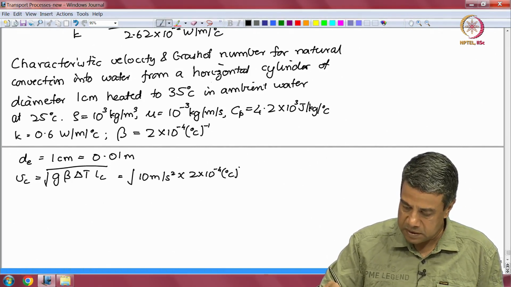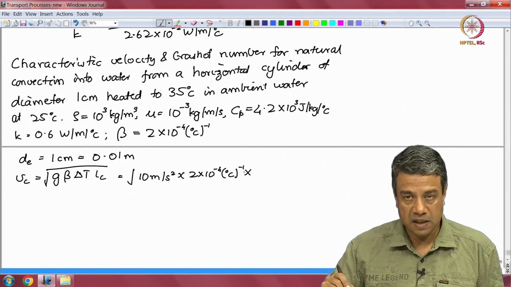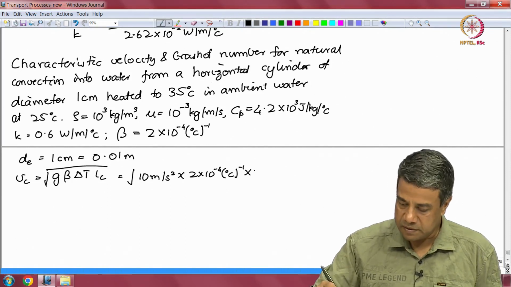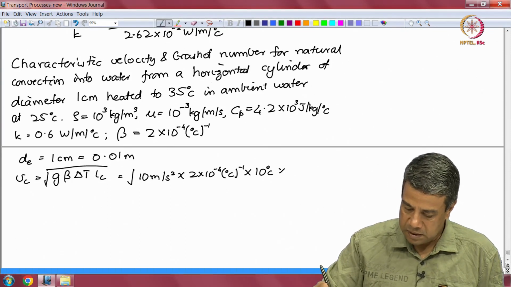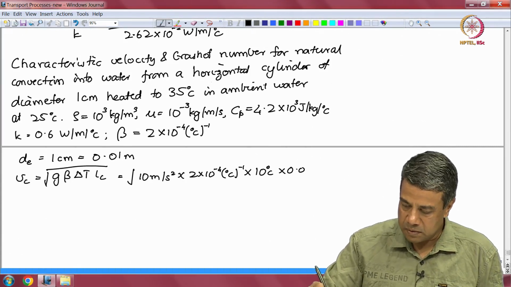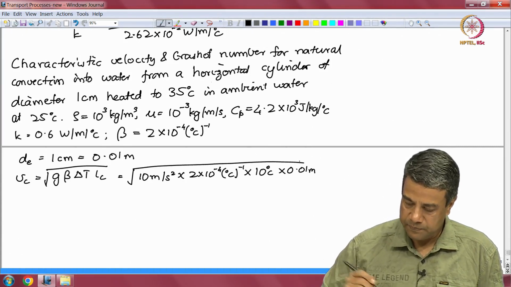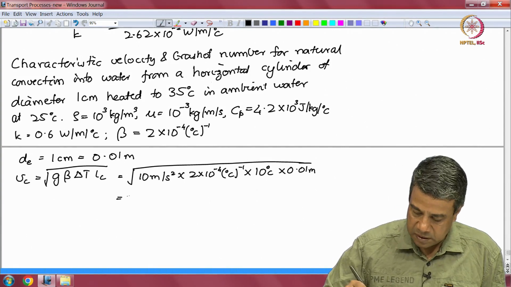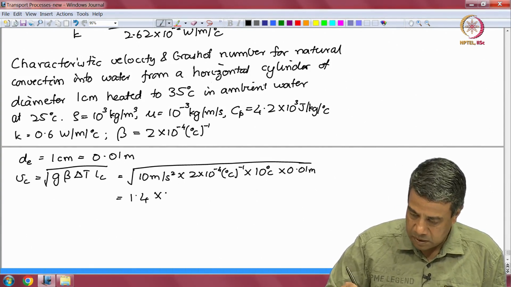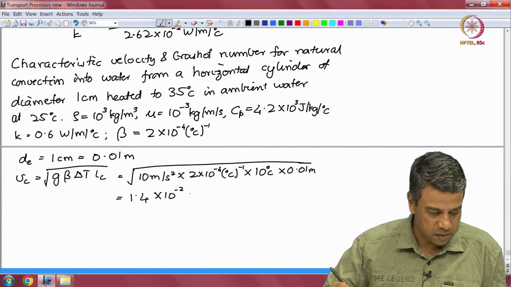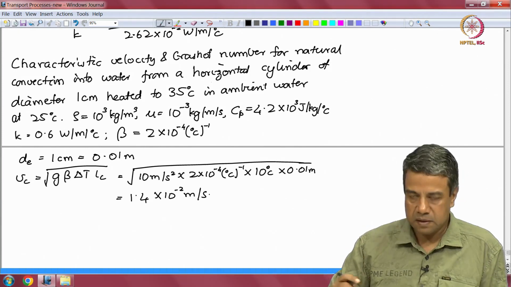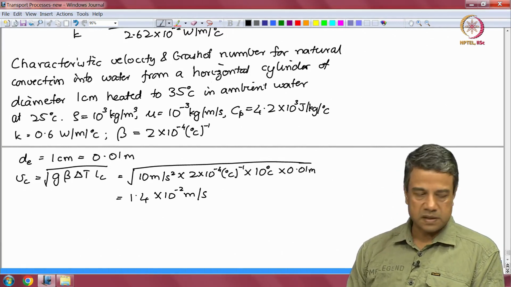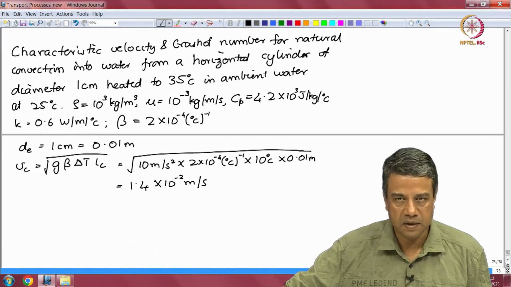Degree centigrade inverse. The temperature difference was 10 degrees centigrade. The cylinder was at 35, ambient at 25, so this is 10 degrees centigrade, into the characteristic length, which is 0.01 meters. If I multiply all of this, I will get 1.4 into 10 power minus 2 meters per second. That is the characteristic velocity: 1.4 centimeters per second is the characteristic velocity of the flow in this case.